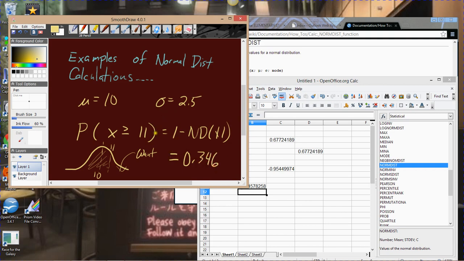Alright, so there's some examples of doing normal distribution calculations. In the next video, we'll actually solve some practical problems like this.